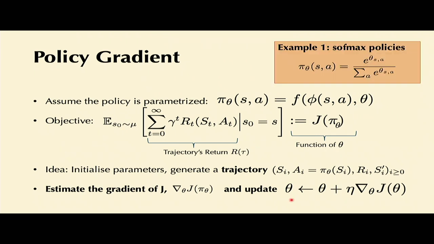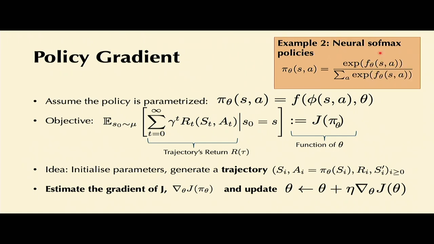So typically you can think of it as a softmax. If it's a nice grid world, for each state and action you have a parameter theta. And what your policy does is it takes an action according to this softmax probability distribution. Or it's a neural softmax. There is a neural network that embeds the state action space, and you take the softmax of this neural representation. Those are ways to parameterize your policy.